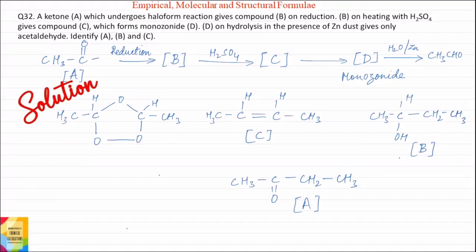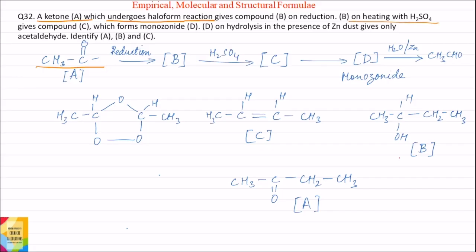Question में given है कि A is a ketone. It undergoes haloform reaction. So if it undergoes haloform reaction, then we can say that this is a methyl ketone. Therefore, A will have a CH3CO group. Now, A on reduction gives B. B when treated with H2SO4 or on heating with H2SO4 gives C. अब H2SO4 से जब हीट करेंगे तो B will undergo dehydration to give C. C forms monogenide which on treatment with H2O and zinc forms only one product that is CH3CHO.